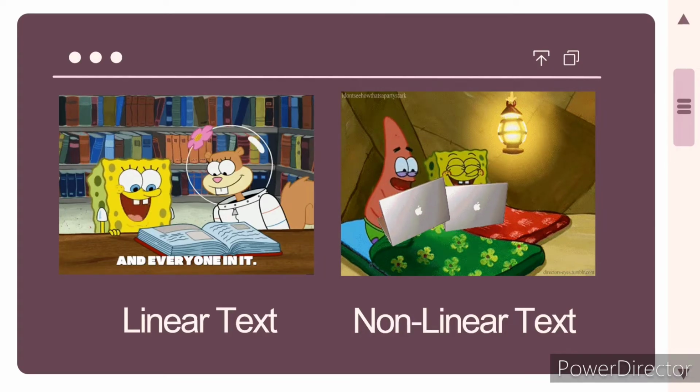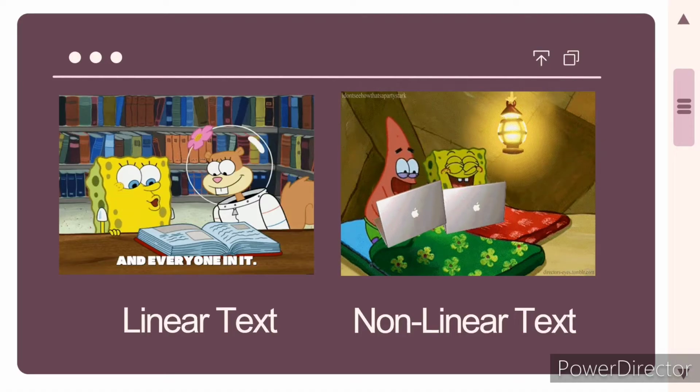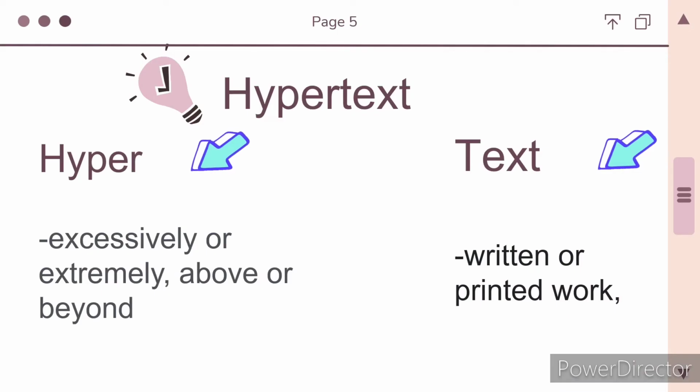Meanwhile, due to the advancement of technology, it becomes easier for some authors to make use of non-linear texts, such as hypertext. Let us start by defining what hypertext is. According to the dictionary, hyper means excessively or extremely, above or beyond. Meanwhile, text means written or printed work. When you combine those two words, it means beyond text. It means that the text can still be expounded and more information can be provided.